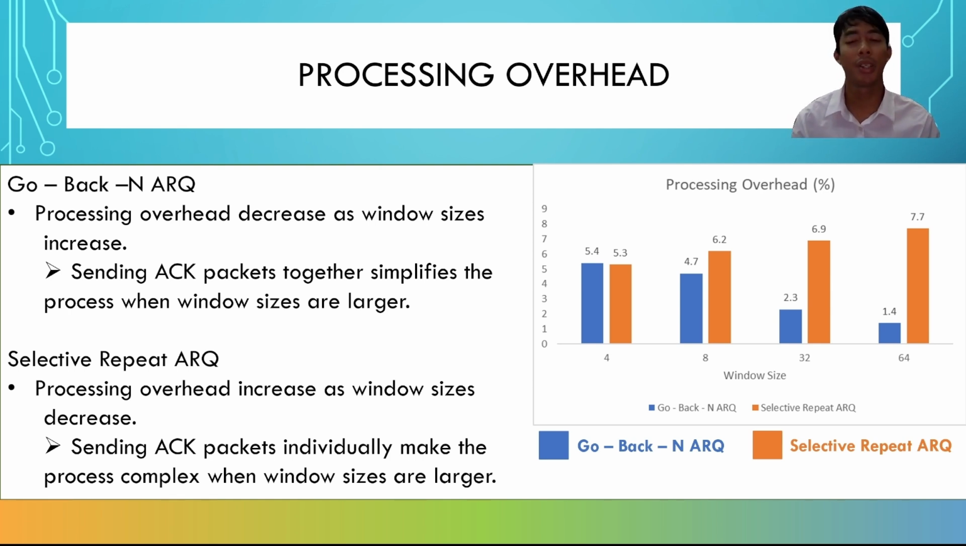In Selective Repeat ARQ, the processing overhead increases as the window size increases. Selective Repeat ARQ acknowledges packets individually. This means if a larger group of packets arrives, there is a larger process for the packets to be acknowledged, and it will make the processing overhead high as the window size increases.